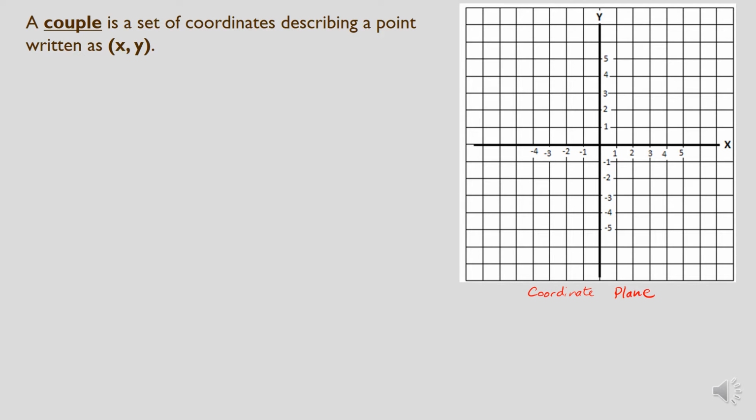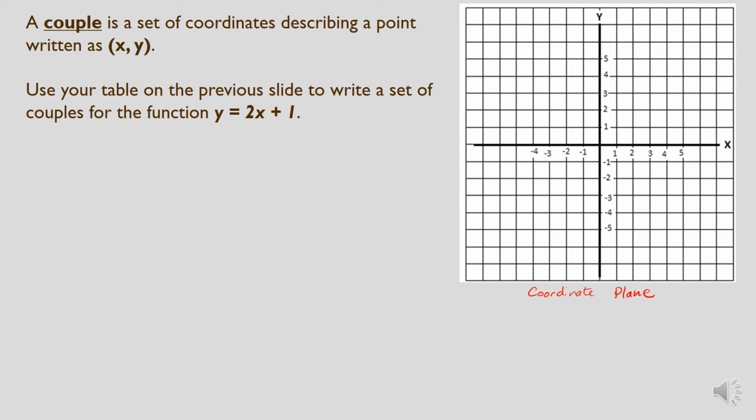A couple is a set of coordinates describing a point, and it's written as x, y. Okay, so the couple gives us the coordinates or the position of the point on our coordinate plane, on our graph. Gives us a horizontal position and a vertical position.